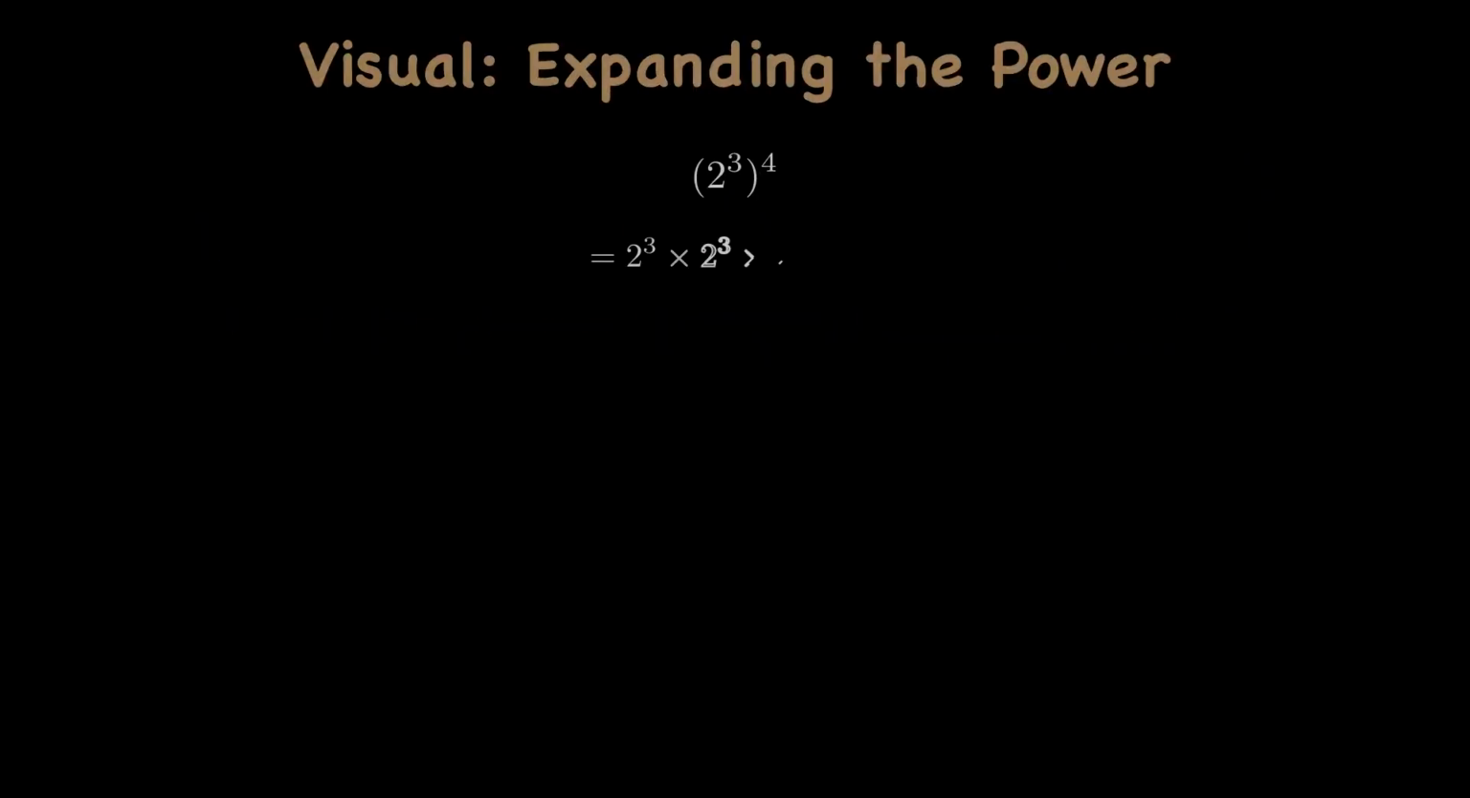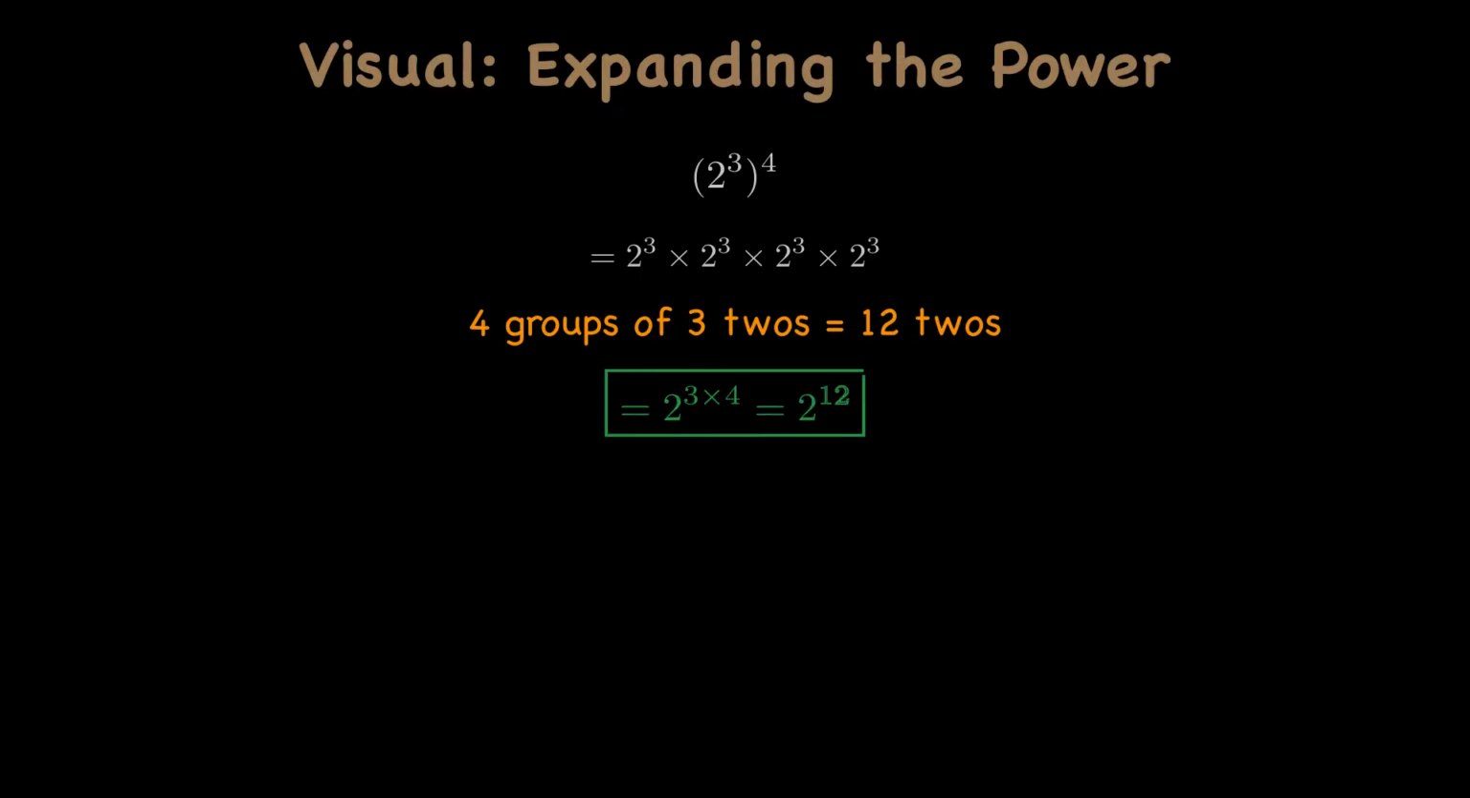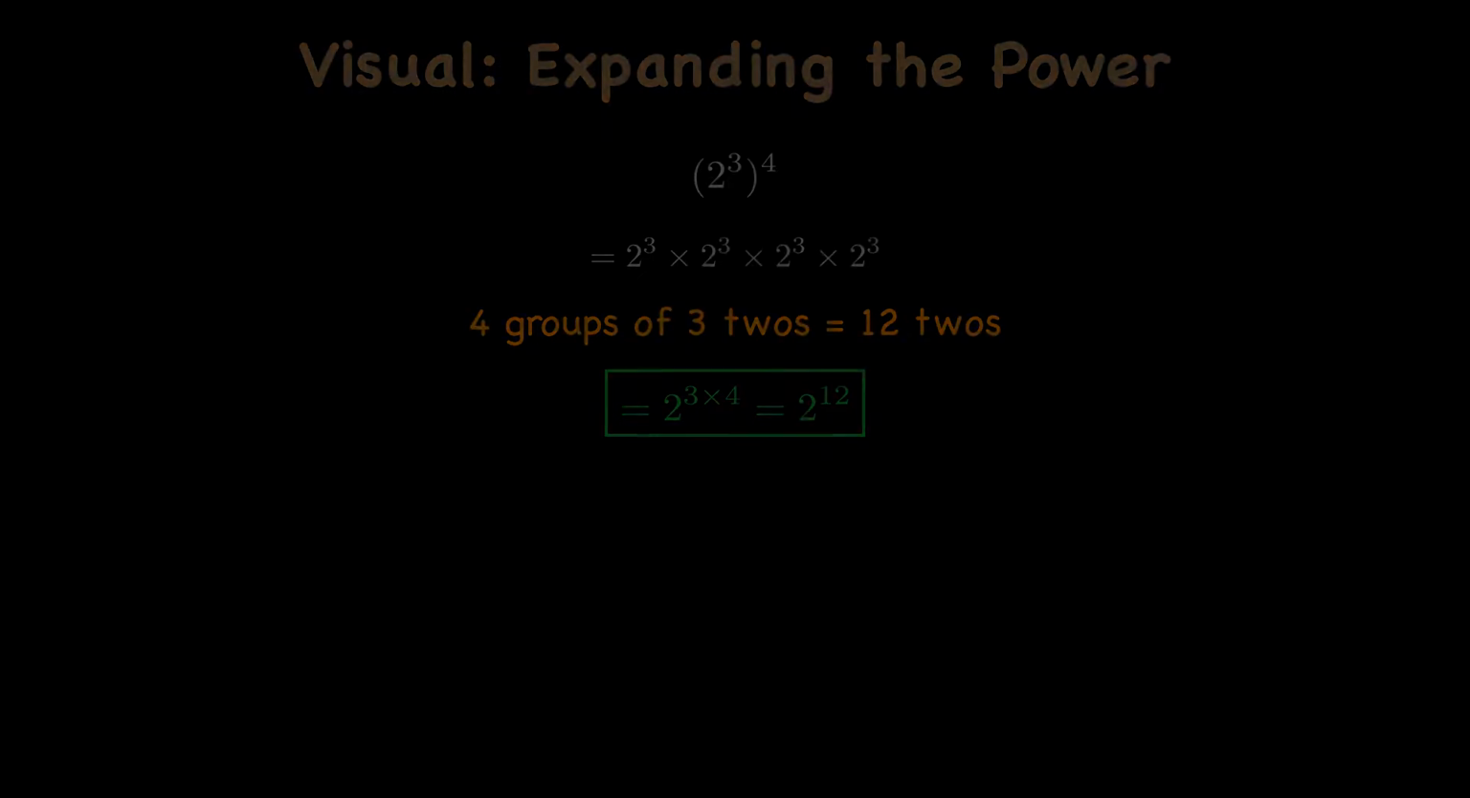Let us expand 2 cubed, all to the power of 4. This means 2 cubed multiplied by itself 4 times. Each 2 cubed has 3 2's. With 4 groups, we have 4 times 3 equals 12 twos in total. So the answer is 2 to the power of 12.